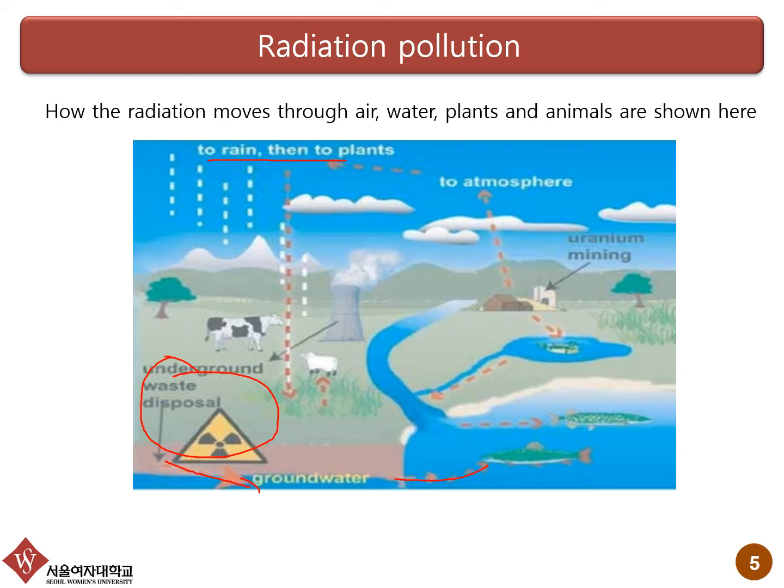The second biggest problem is uranium mining. Those mines produce several radioactive nuclei which go to the atmosphere, and from the atmosphere they come back to the earth by rain, and then they go to the plants and mix with other living organisms.